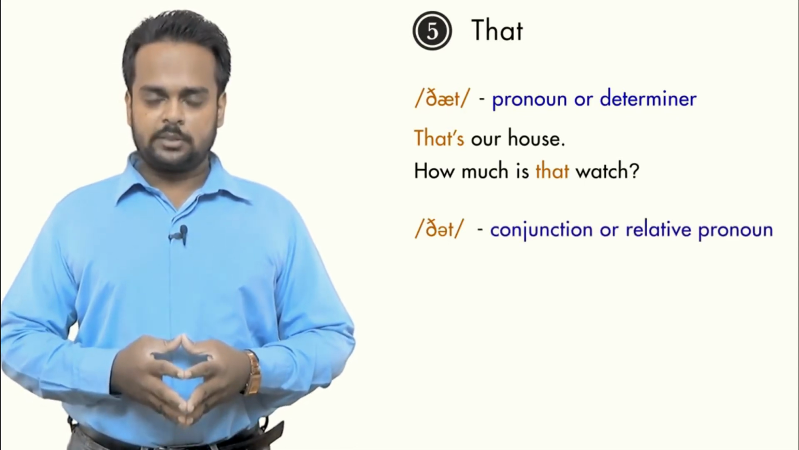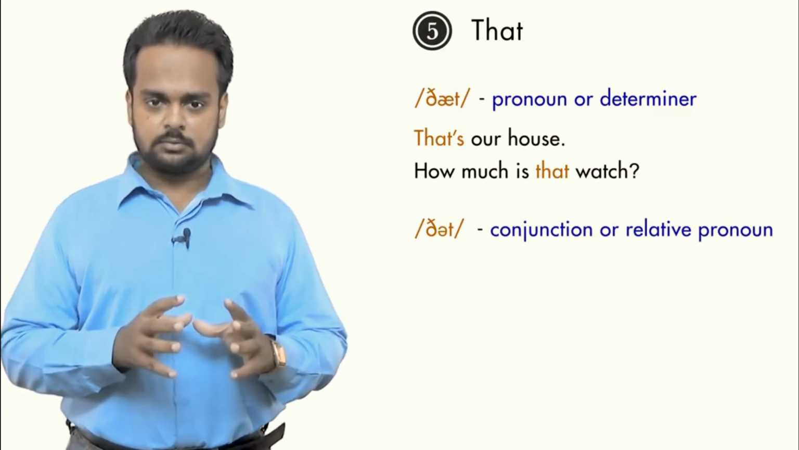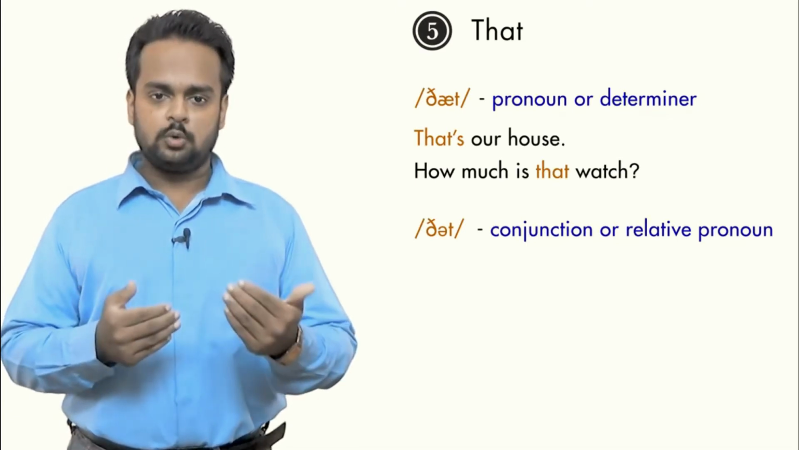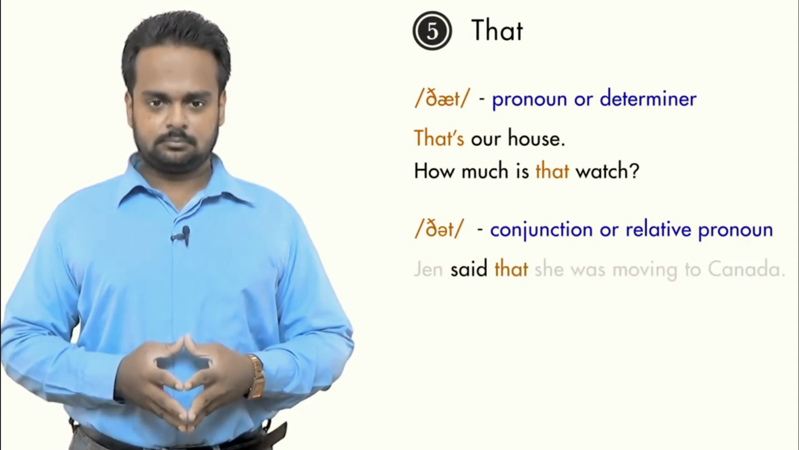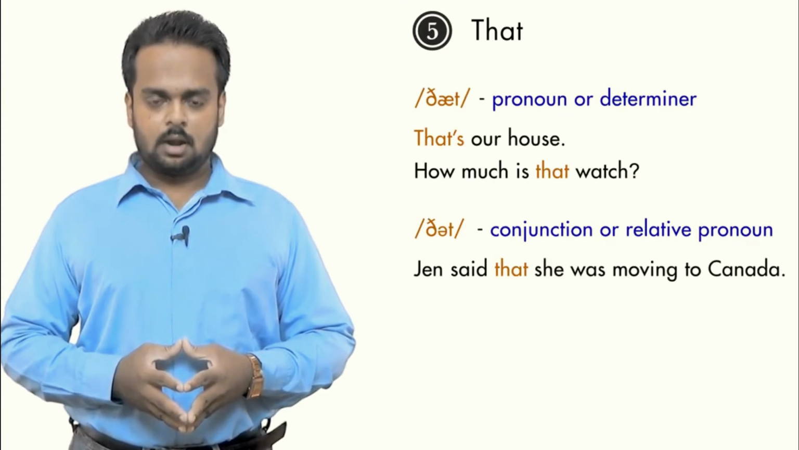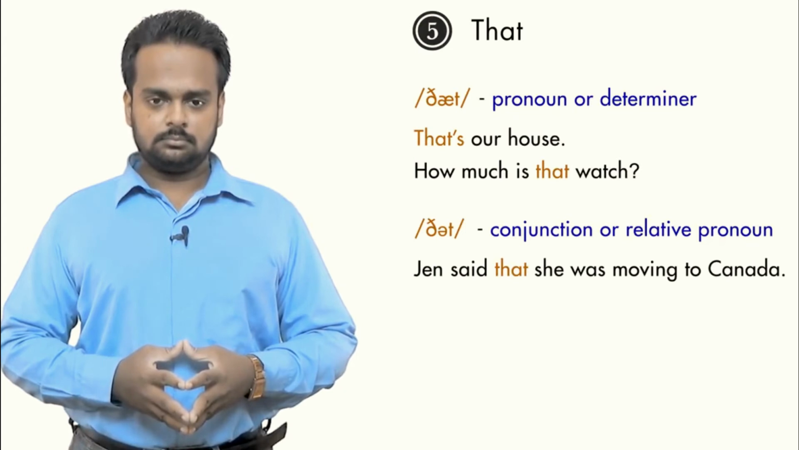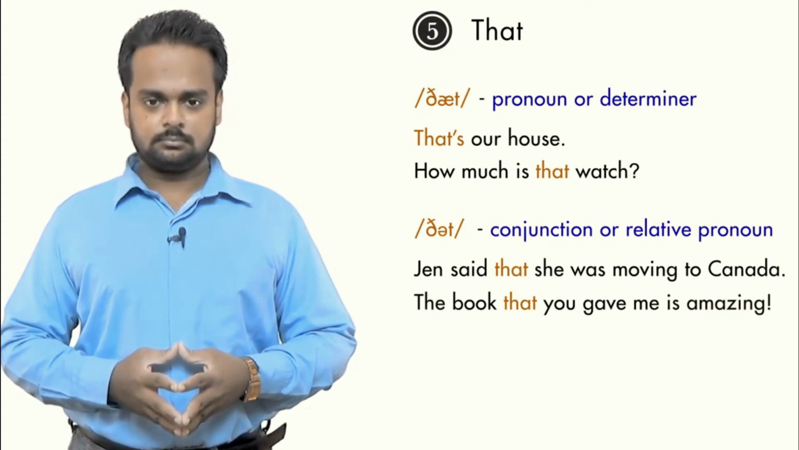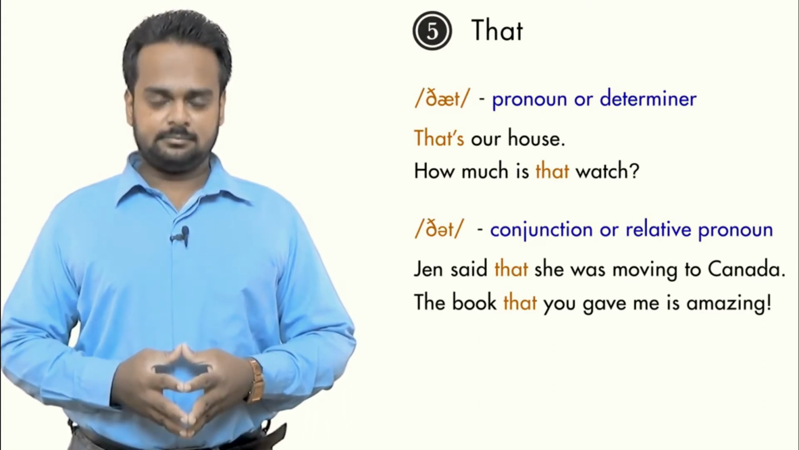We say "thut" when the word is used as a conjunction, that is to connect two parts of a sentence, or as a relative pronoun, meaning instead of "which" or "who" in a sentence. Said that. Jen said that she was moving to Canada. Book that you gave me. The book that you gave me is amazing.